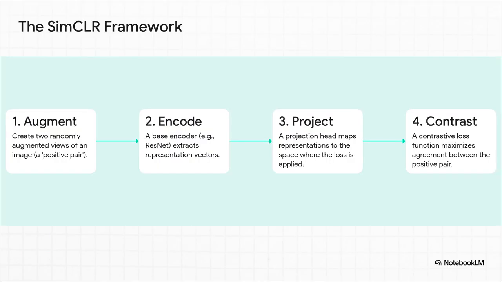And this diagram, this shows you the whole shebang. You start with one image, you augment it to create two different versions, you run both through an encoder to get their digital fingerprints, you then project those into a new space, and finally, a contrastive loss function does the work of pulling the matching pair together.